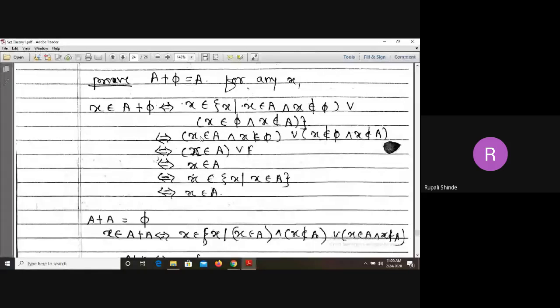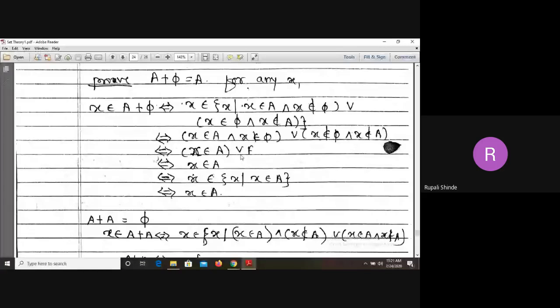x belongs to A and x does not belong to phi. म्हणजे काय असा एलिमेंट आहे जो सेट ए मध्ये आहे पण फाय मध्ये नाही. फाय मध्ये कुठलाच एलिमेंट नसतो. त्यामुळे दिस कंडिशन इज ट्रू. So what is the meaning of this? That element x belongs to A only. That we have written in this step as x belongs to A. Or the value for this second bracket is false. That's why or f. Again, so what will be the answer for x belongs to A or f?